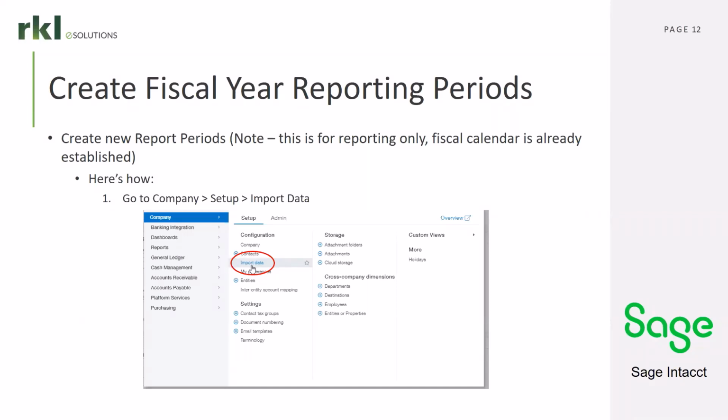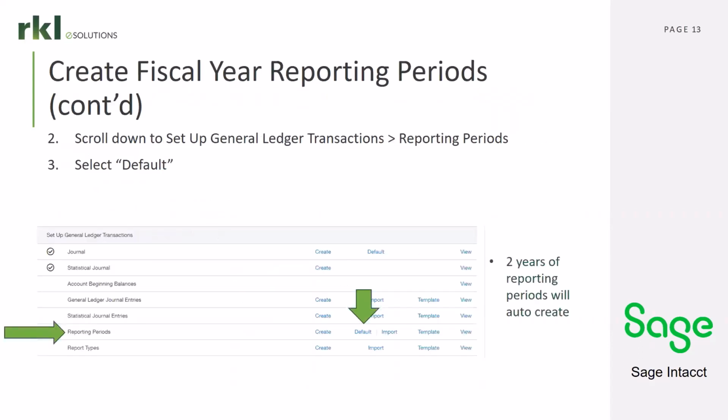What you want to do is go into company, import data. So it's company setup, import data, and a lot of you probably have import data favorited because we love our imports in Intacct. Then you want to go down to the general ledger section and click on the default under reporting periods. That will give you 2 years of periods at a time.